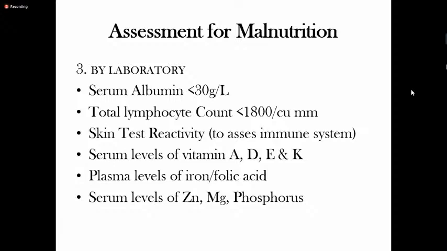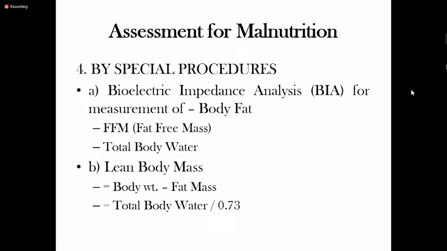So we are on third assessment. So we started by history, and then we got to physical examination, and then we're now on the laboratory. The next one is special methods. We have special methods for assessing nutrition. And one of these special methods is called bioelectric impedance analysis, BIA. And this measures total body fat.